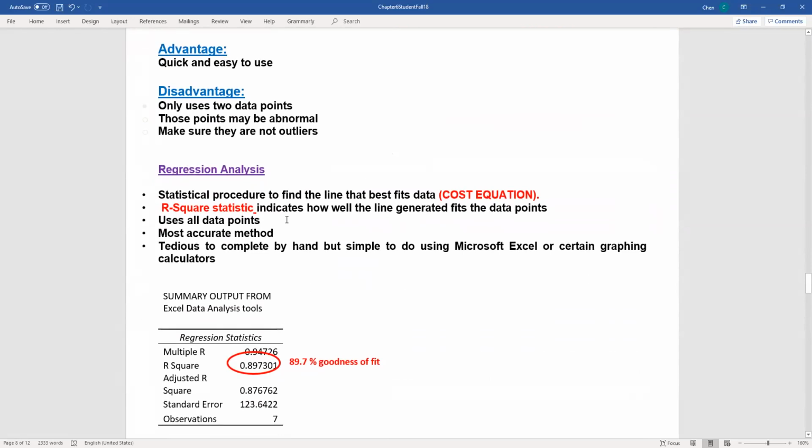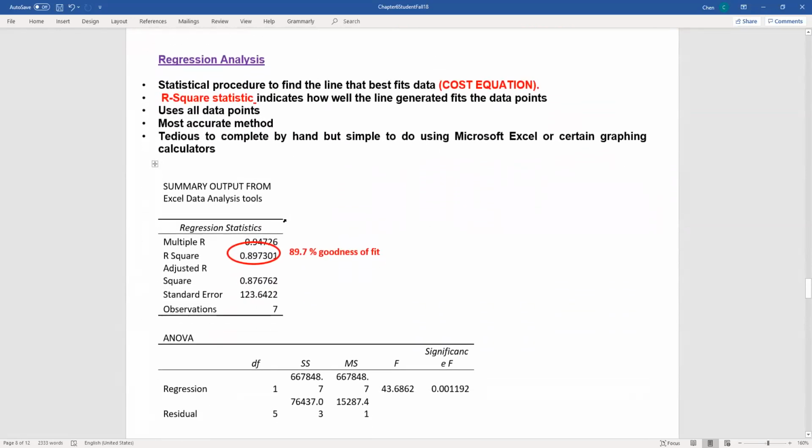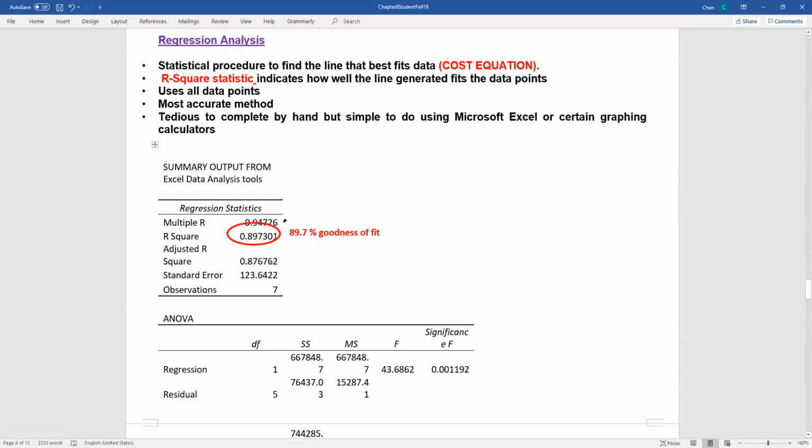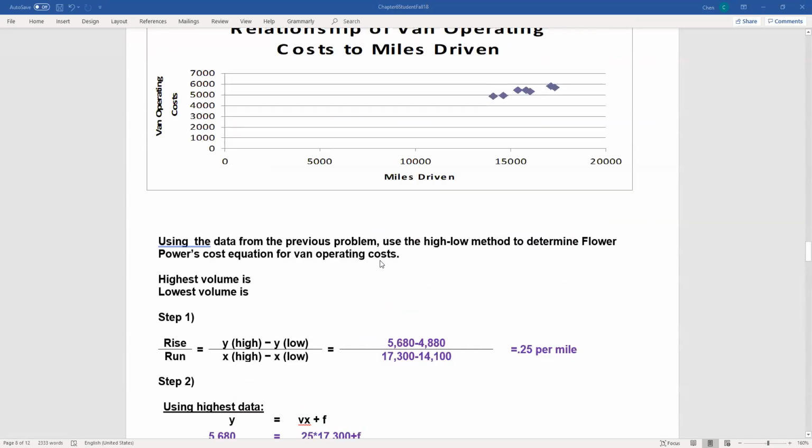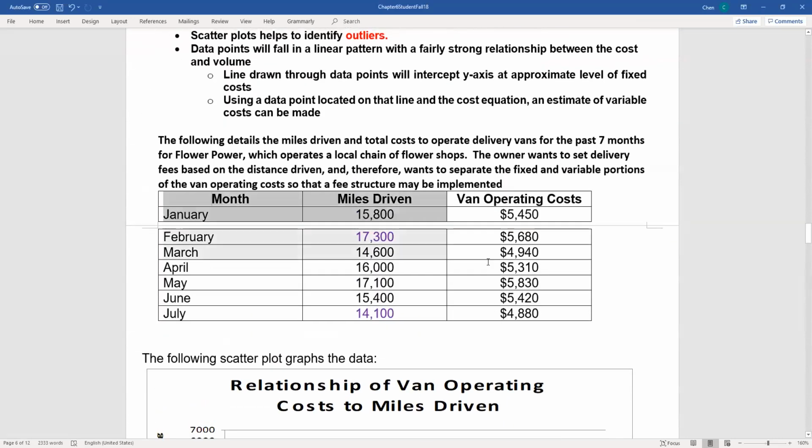Okay. We can also do a regression analysis. So this is an advanced technique. Let me see if I can copy these numbers to Excel, and then we can figure it out. Let me show you how to do this.